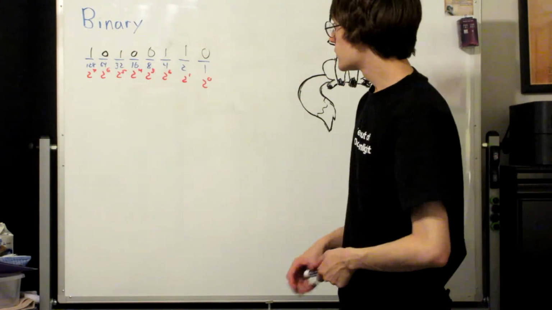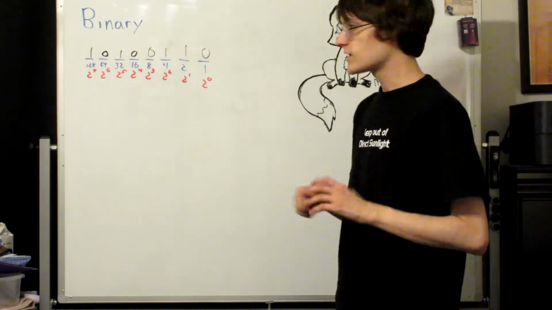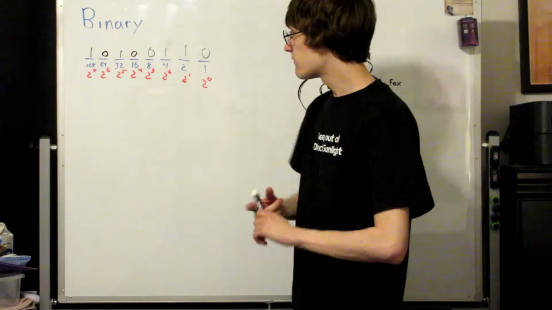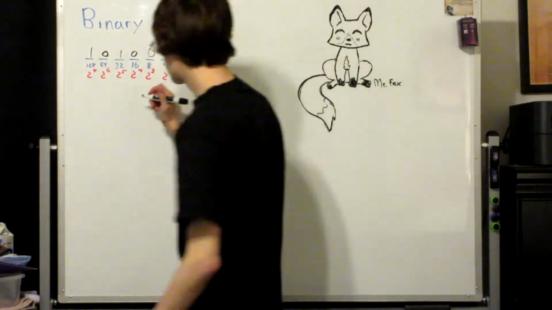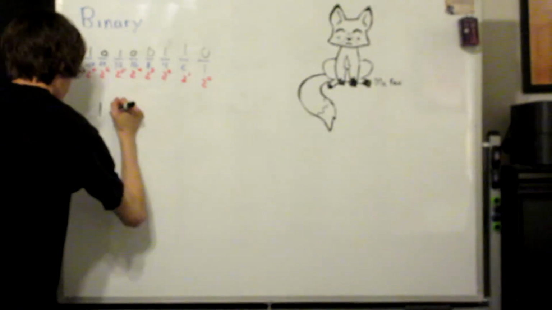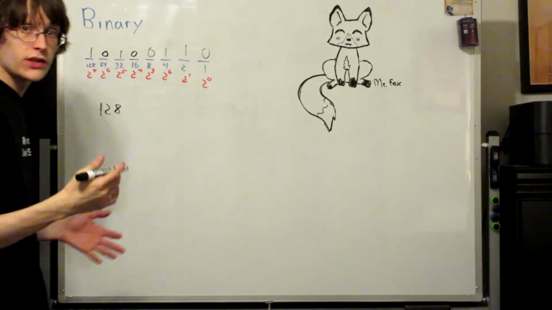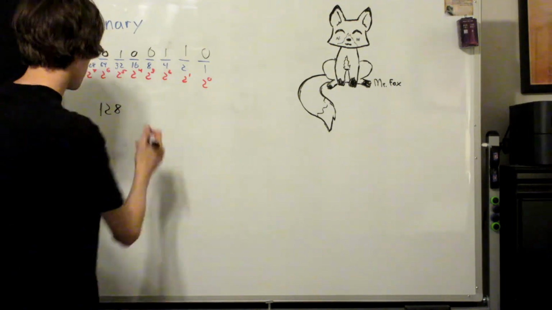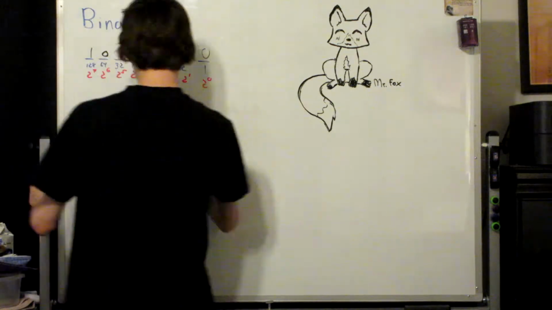So now what we're going to do is decode this number. Let's start with this end. We have a 1 in the 2 to the 7 slot. So what this means is that we have 128. We also have a 1 in the 32 spot. Might be off camera here. So what that means is we're going to add 32.